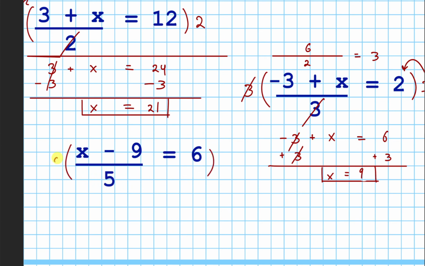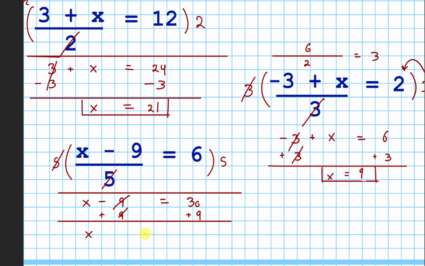Multiply both sides by the denominator, 5. Slice and dice. I'll end up with x minus 9 equals 6 times 5, which is 30. And I'll need to get rid of this 9 here, so I'll add 9 to both sides. Slice and dice. I'll end my equation with x equals 30 plus 9, 39.